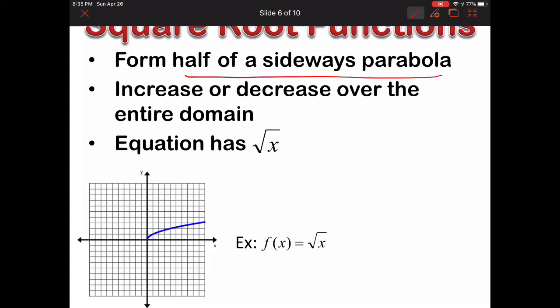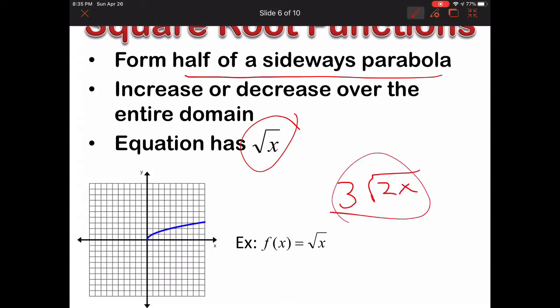And of course, the square root thing is the biggest. It could be 3 times the square root of 2x or anything like that. Still a square root, still a graph. It'll look like that. All right.